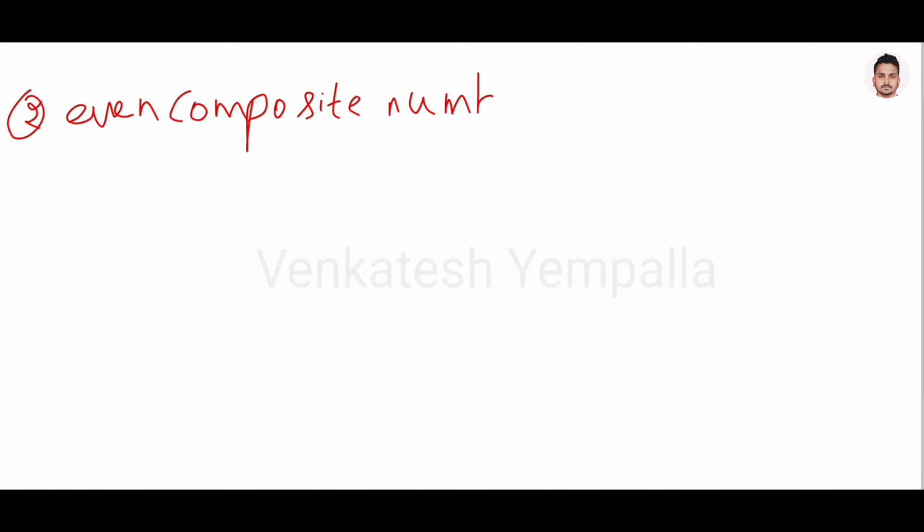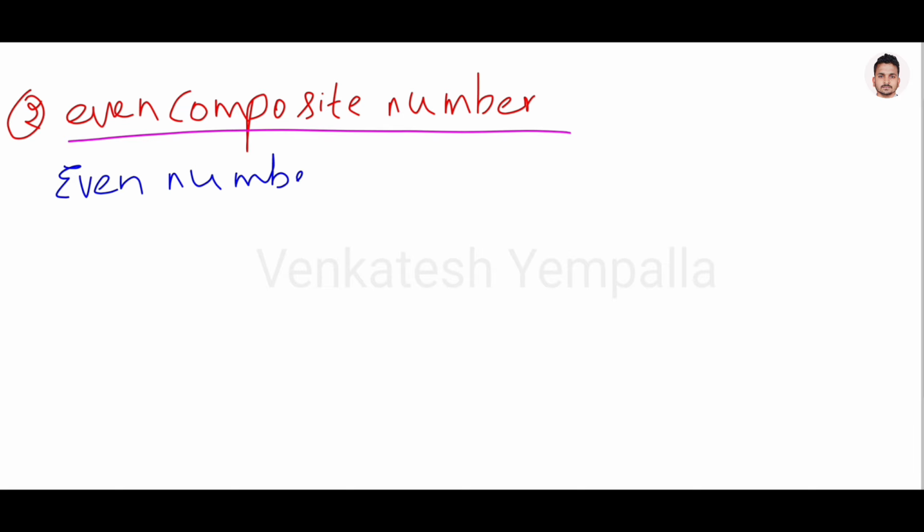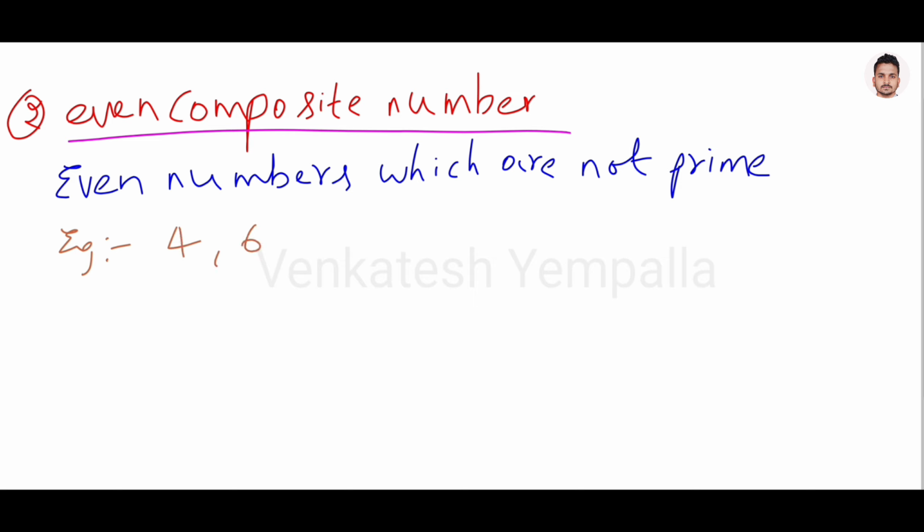Even composite numbers. Same as odd numbers, even composite numbers are even numbers which are not prime. I will explain examples: 4, 6, 8, 10, 12 and so on.